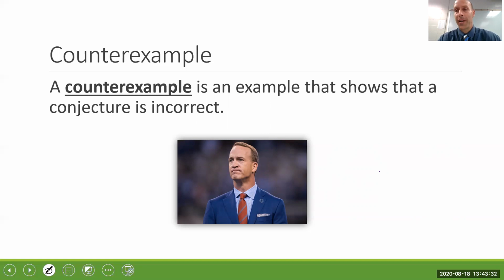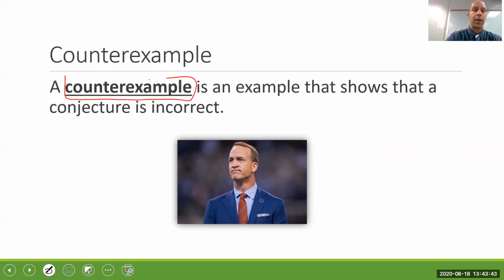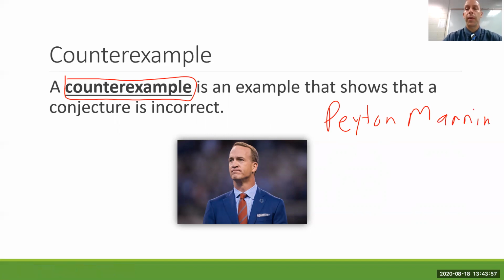So let's talk about Billy again. Billy says, you know what, all football players, they're not smart. A counterexample is something that you can provide to show that a statement is incorrect. So when I say that all football players are not smart, the counterexample I might use is Peyton Manning. I may say, you know what, I don't think that that's a true statement. I think that there's this football player, Peyton Manning, and I think that he is very smart.